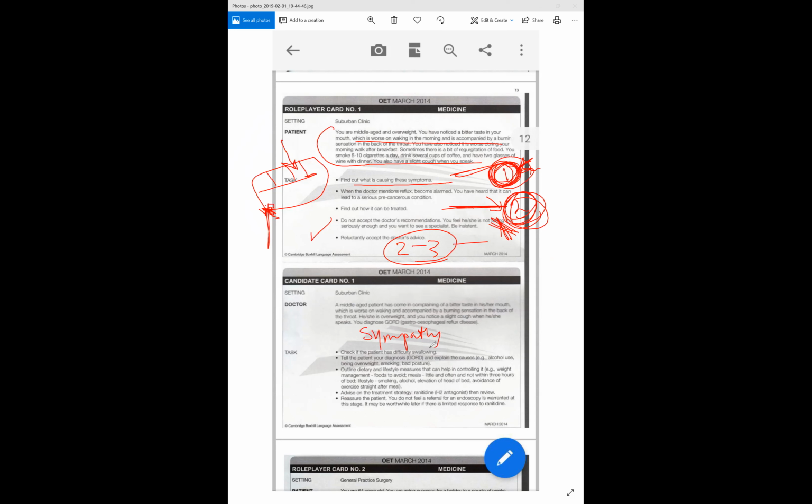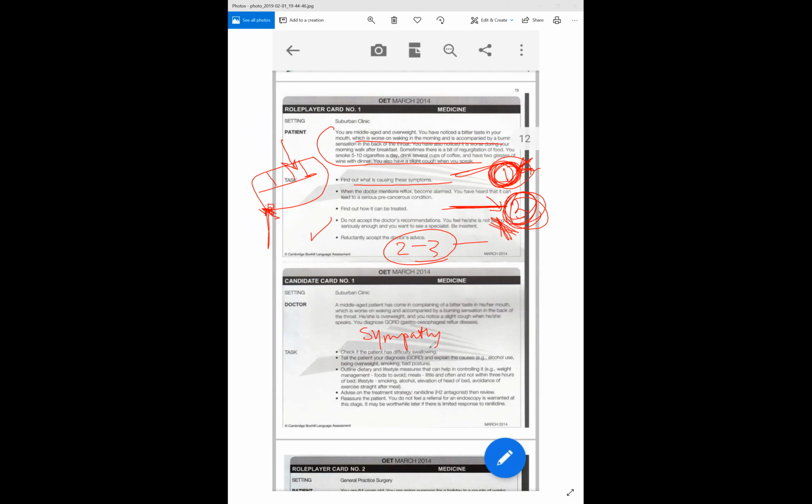Pronunciation and intonation will not be assessed, but I think they like a skilled doctor, so I think this will add points for you. So: I'm really sorry to hear that. It must have been very painful for you. But let me ask you some questions. Okay?